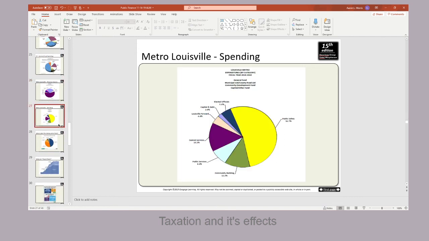So here's what Metro Louisville then spends that money on that they get. 52.7% is on public safety. This is police, fire, EMT services. It is the largest single item in the Louisville budget. This is for fiscal year 2018 and 2019. Community building, which is largely grants and donations to nonprofits who do services in the community, is another. Public services and central services itself, operating government, is another 15%.